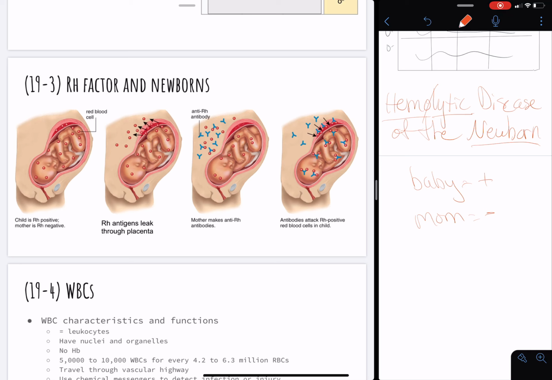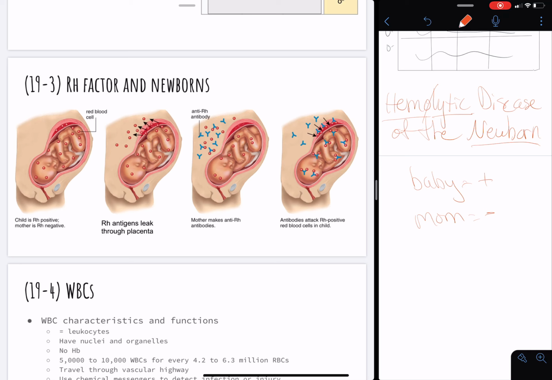Where did you come from? And why do you exist? And the immune system is like, I don't care, I'm going to destroy you regardless. And so the immune system sends out antibodies, which is pictured in the third picture here, anti-Rh antibodies, to go attack and flag those Rh antigens and say, I'm going to destroy you, I'm going to kill you, I'm going to get rid of you, right?